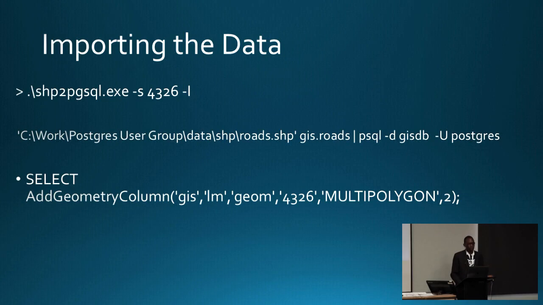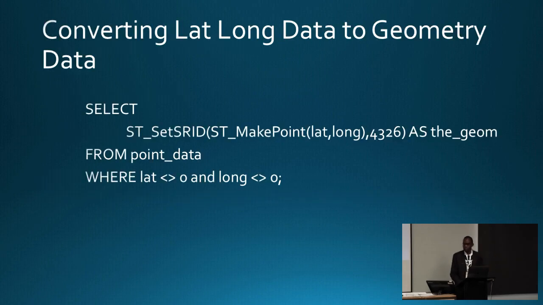installed. So what if someone gives you an Excel spreadsheet or a CSV, and all they have is X and Y's? What you do is import the X and Y's as doubles into the database, and then you can run this command, which is make point. You give it an X and Y, and again, very important, you've got to give it an SRID.